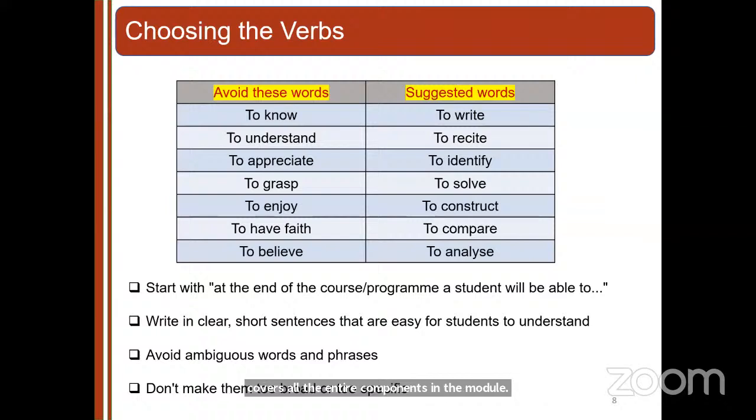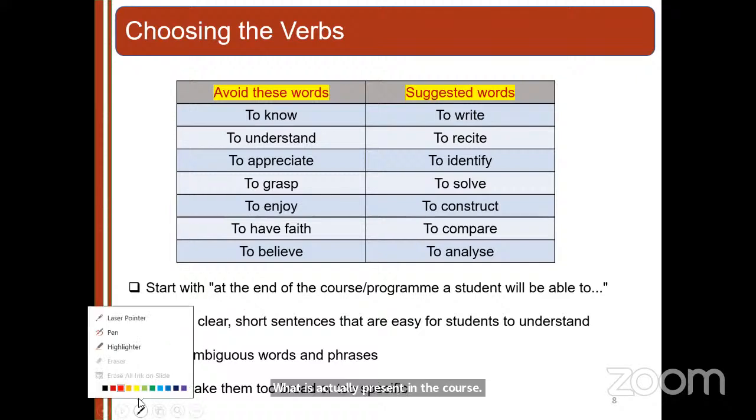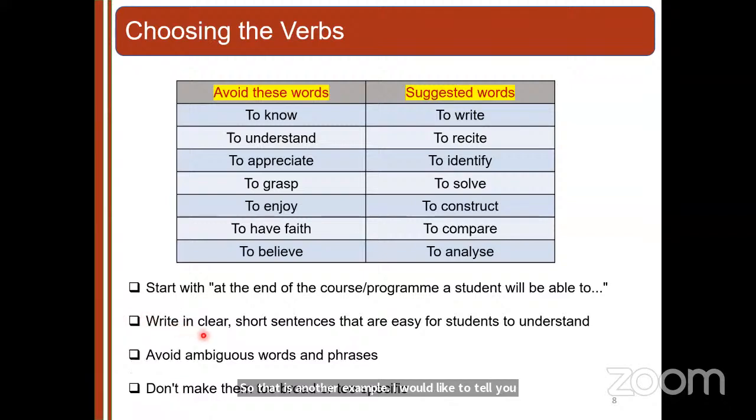Then what's the difference between a module and an outcome? You actually have to make it crisp so that it just carries the essence of what the learner will be able to do at the end of the course. It doesn't have to be what is actually present in the course. So that is another example where generally we make a mistake. Tomorrow I'll show you very clearly that these don't give us a proper attainment.